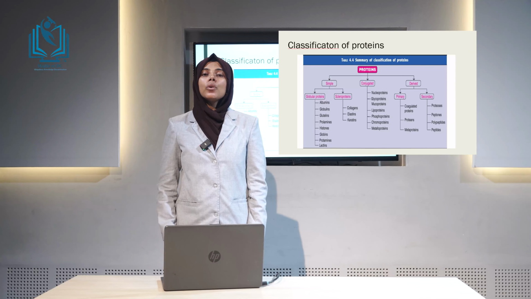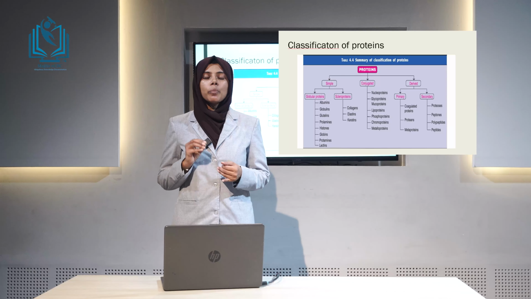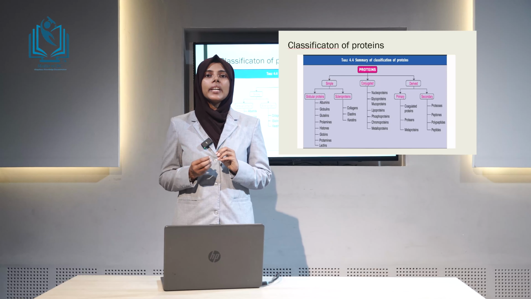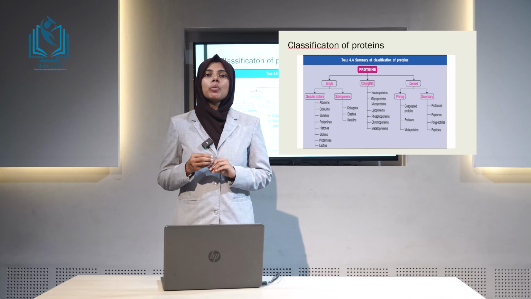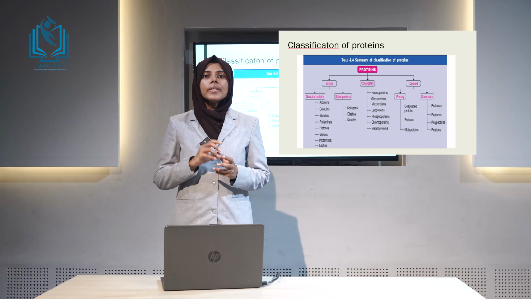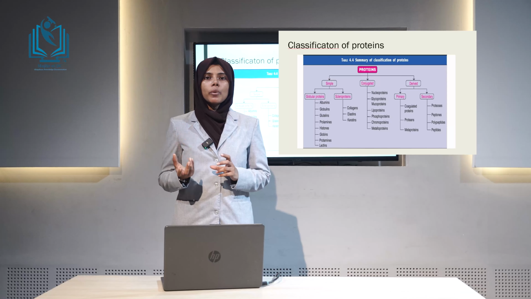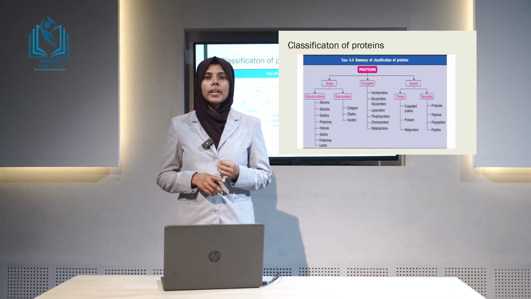The second type, conjugated proteins. Conjugated proteins are the proteins which are complexed or conjugated with a non-protein moiety, or non-amino acid moiety. These proteins are made up of amino acids which are conjugated to non-protein molecules like carbohydrate and lipid.